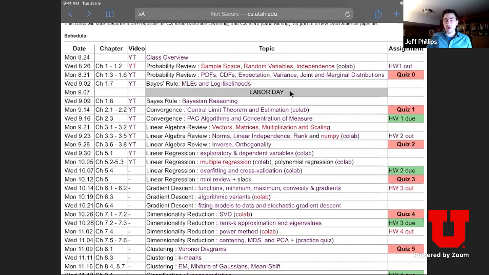There are a couple of parts in the inverse and orthogonality that we did not cover on the previous quiz, so I might ask questions on those. That's part of the things I want to review. And then the rest is going to be on linear regression, up through this lecture on cross-validation.